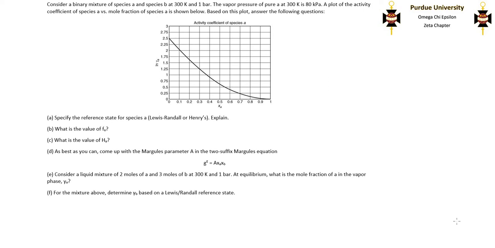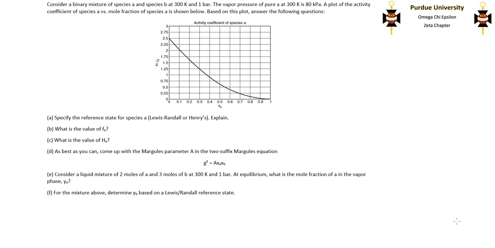I'm going to go through this example problem covering fugacity in the liquid phase. The problem statement says we have a binary mixture of species A and B at 300 K and 1 bar. The vapor pressure of A at 300 K is 80 kilopascals. We're given a plot of the activity coefficient of species A versus the mole fraction, and based on this plot we need to answer a few questions.